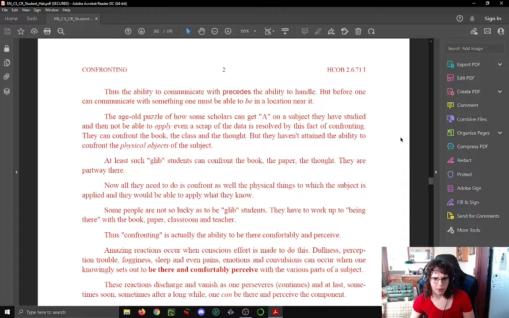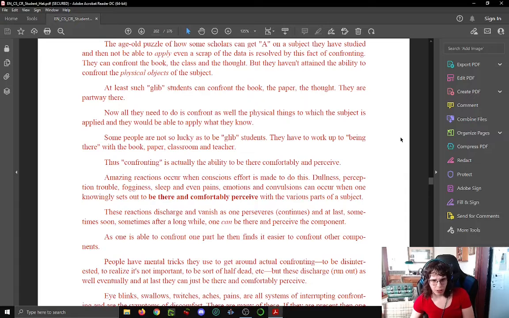Now, all they need to do is confront as well the physical things to which the subject is applied, and they would be able to apply what they know. Some people are not so lucky as to be glib students. They have to work up to being there with the book, paper, classroom, and teacher. Do you mean focusing on your thing, or are you talking about just being in the room with the subject? Thus, confronting is actually the ability to be there comfortably and perceive.